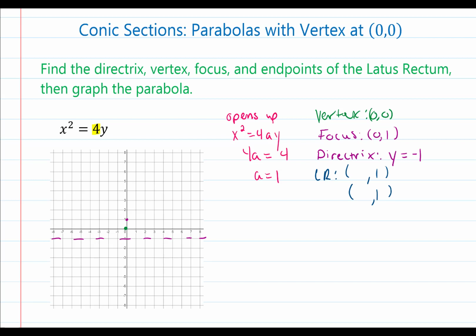What we'll do is replace the y variable with the value of 1 in the original equation. So it'll be x squared is equal to 4 times 1, and we'll solve that equation for x. We'll get x squared is equal to positive 4, and finally x is equal to plus or minus 2. So the endpoints of the latus rectum are going to be (2, 1) and (-2, 1). Plotting that on the coordinate plane gives us the 3 points necessary to plot the parabola, and also allows us to know how wide or how narrow the parabola is. And so this is the graph of x squared is equal to 4 times y.